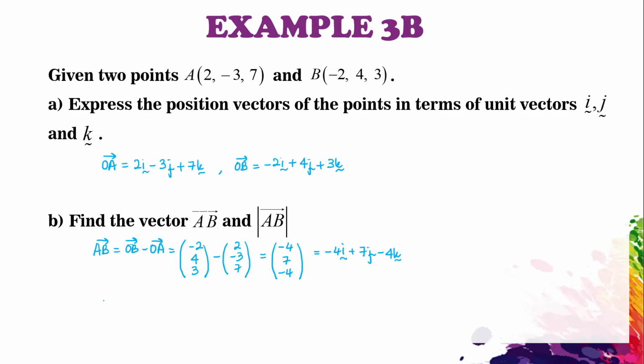Thus, you have to find the magnitude of AB, which is the square root of negative 4 squared plus 7 squared plus negative 4 squared. Totaling up everything inside the square root, we have square root of 81. It will be equal to 9.